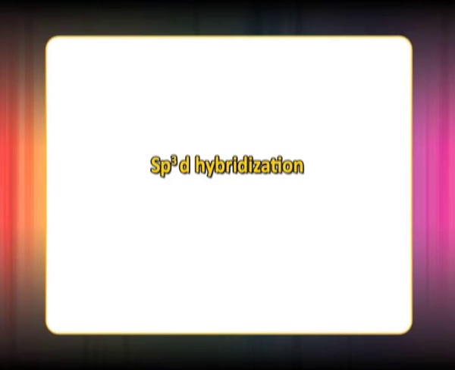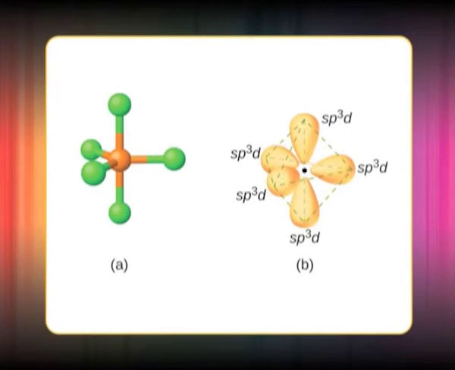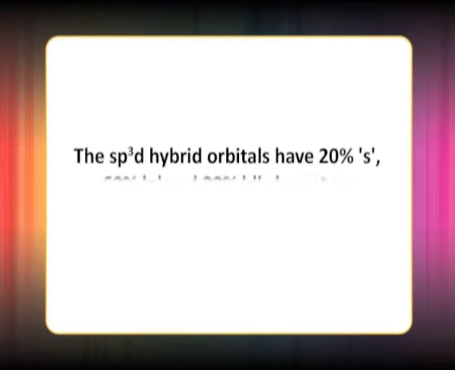Another type of hybridization is sp3d hybridization. In this case, one s, three p and one d orbitals of almost equal energy intermix to give 5 identical and degenerate hybrid orbitals, which are arranged in trigonal bipyramidal symmetry. Among them, 3 are arranged in trigonal plane and the remaining 2 orbitals are present above and below the trigonal plane at right angles. The sp3d hybrid orbitals have 20% s, 60% p and 20% d character.